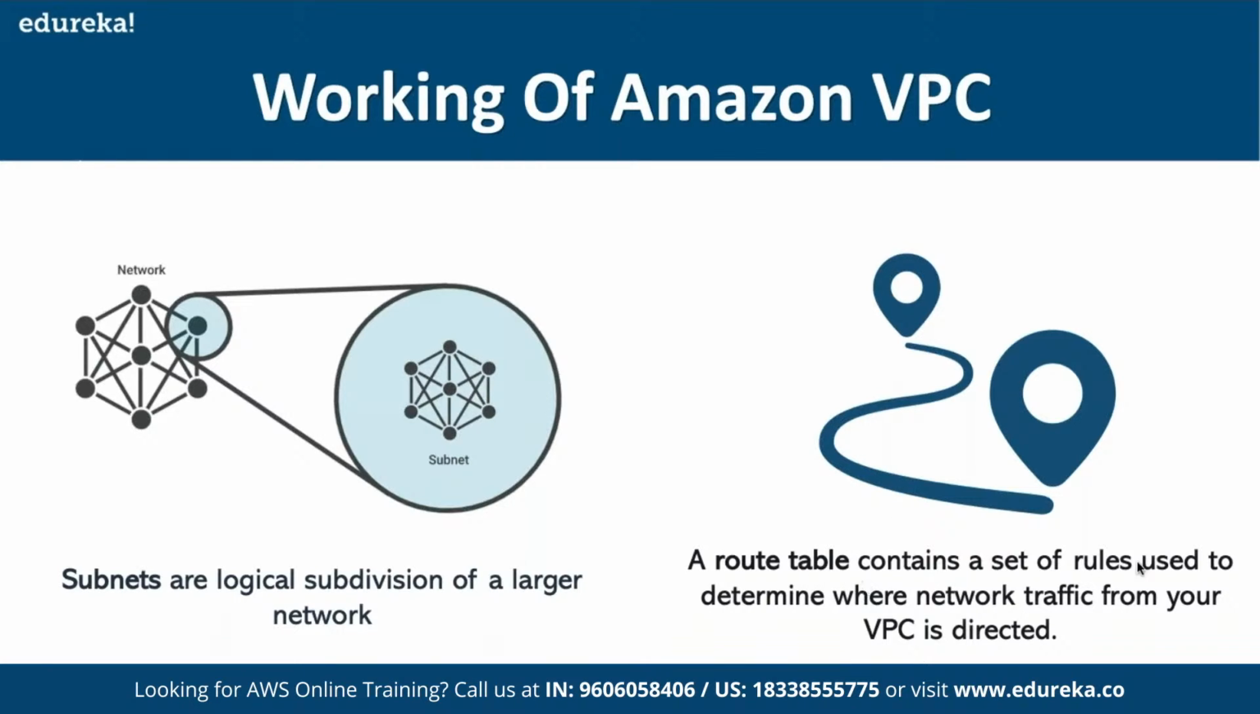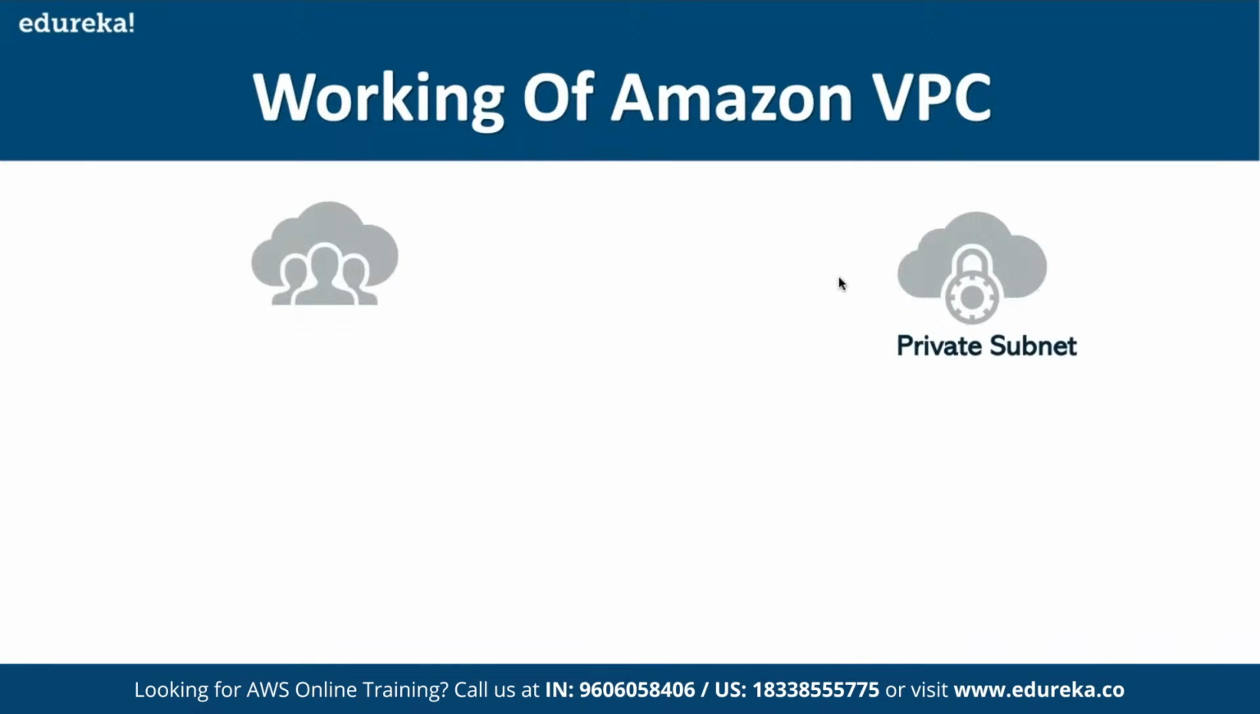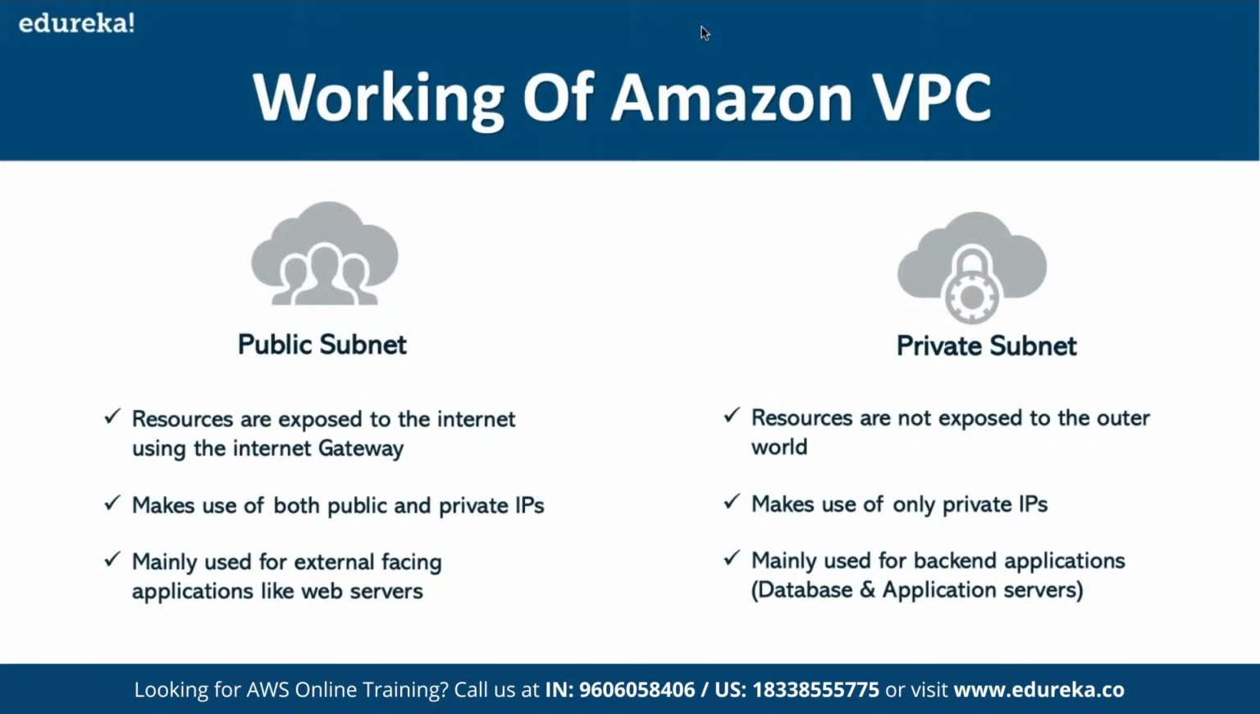The route table is where you determine how the network traffic of your VPC is directed. Whether it should connect to the internet, whether it should be private or public, you define those rules inside the route table. Then in Amazon VPC, when you create your subnets, you can create public subnets and private subnets. What are public and private subnets? Subnets are nothing but breaking the large network into smaller components.